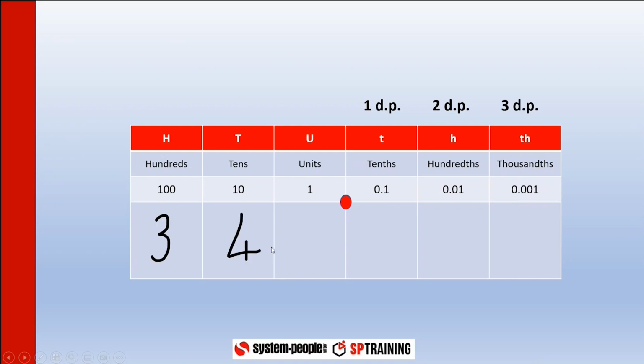So if I put a number in here, I have got 346.529. Notice I don't say 5.529, I just use the individual numbers, 0.529. So that's 5 tenths, 2 hundredths, and 9 thousandths. And there are three places of decimals.